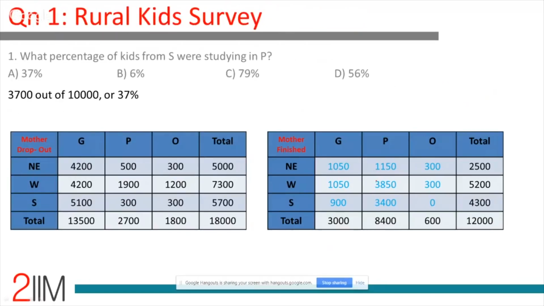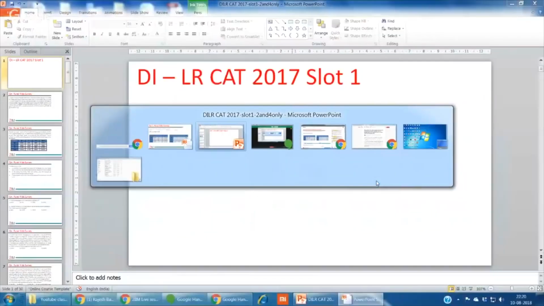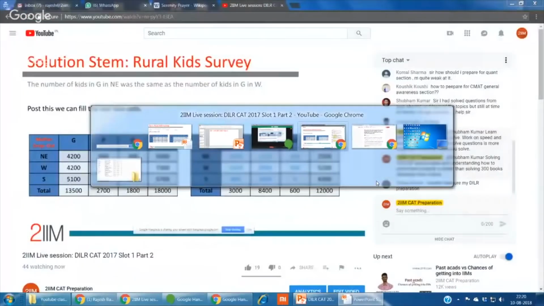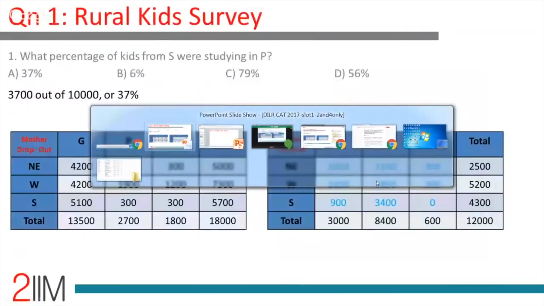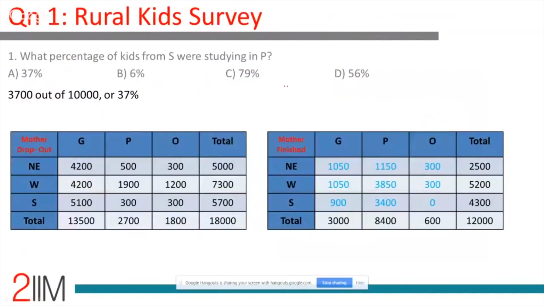What percentage of kids from the South were studying in private schools? Kids from the South, that is 10,000 kids, we know that. How many of them were studying in private schools? This 300 plus this 3,400 out of 10,000. 3,700 were in private schools out of 10,000 students overall, or 37%. Very peaceful. Straight away, done.